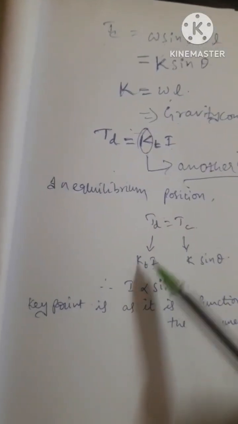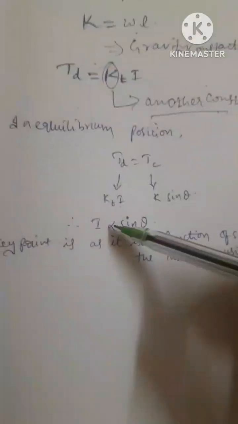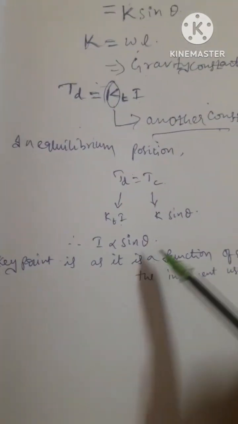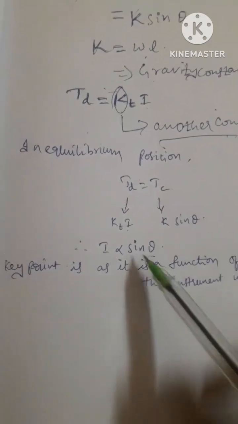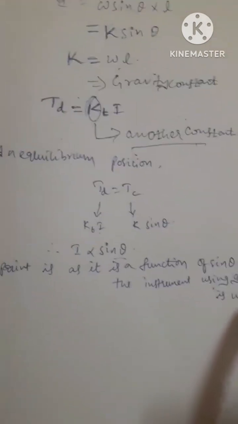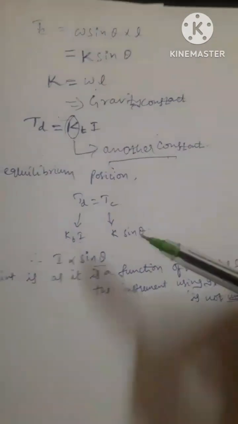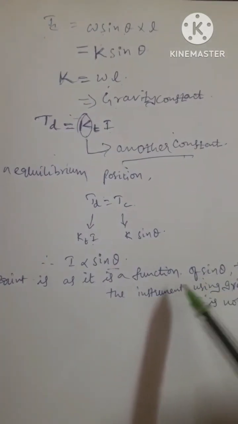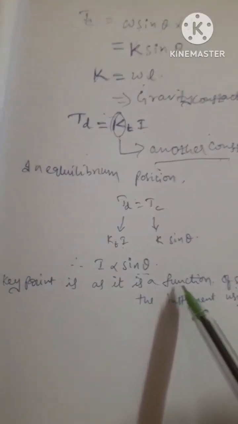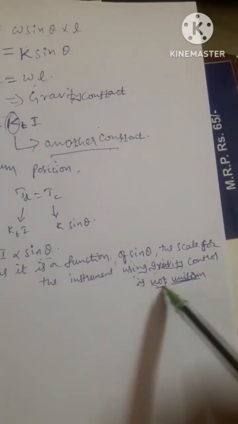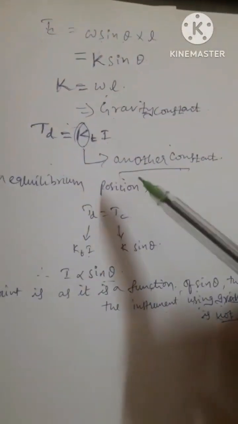Therefore the current is directly proportional to sin theta. The key point here is that, as it is a function of sin theta, the instrument using gravity control does not have a uniform scale. So this is about the gravity control mechanism.